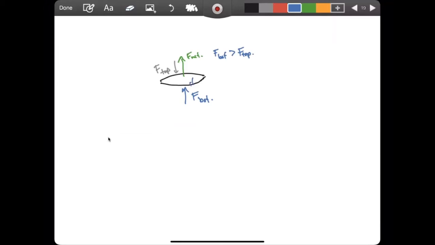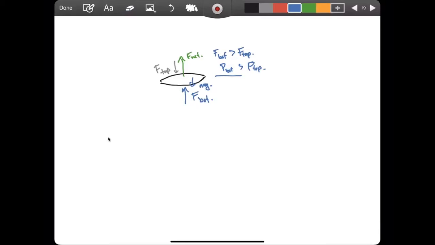Specifically, since there is also an mg in this direction, an extra force pushing downward, as long as the plane is flying at constant height, the bottom force has to be equal to the top force plus the gravitational force. Ultimately, if we assume the areas are the same, this tells me that the pressure on the bottom must be bigger than the pressure on the top.